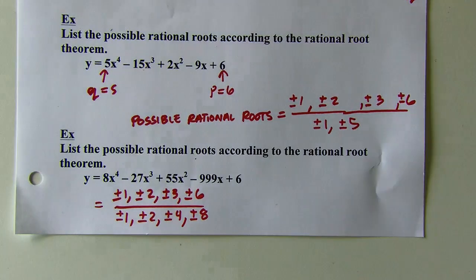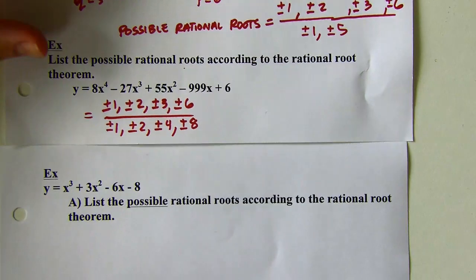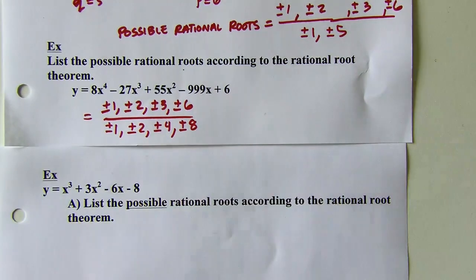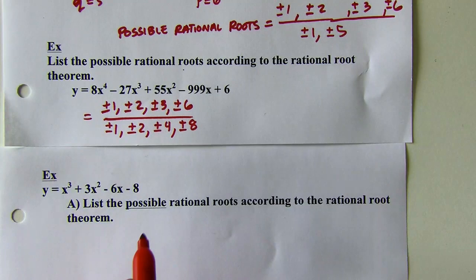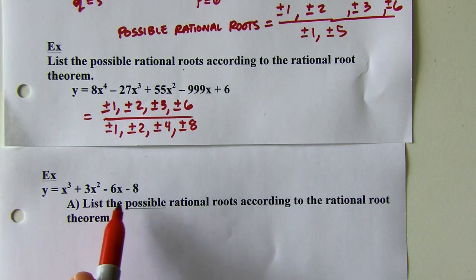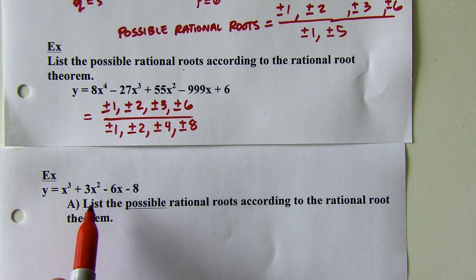Okay, so let's put this to use in a bigger context here. So here I've got this polynomial equation. First, I'm going to list the possible rational roots. You could try factoring this by grouping, but it's going to be a dead end.